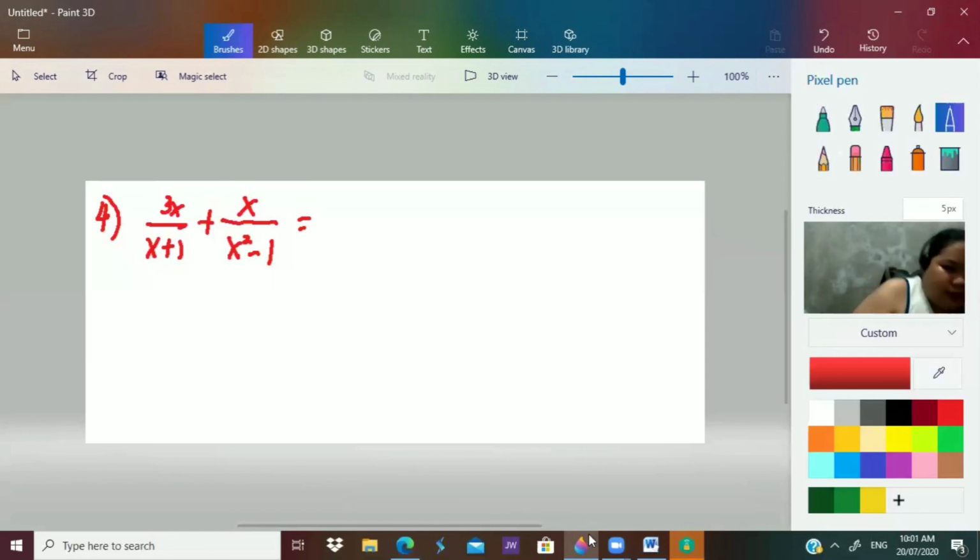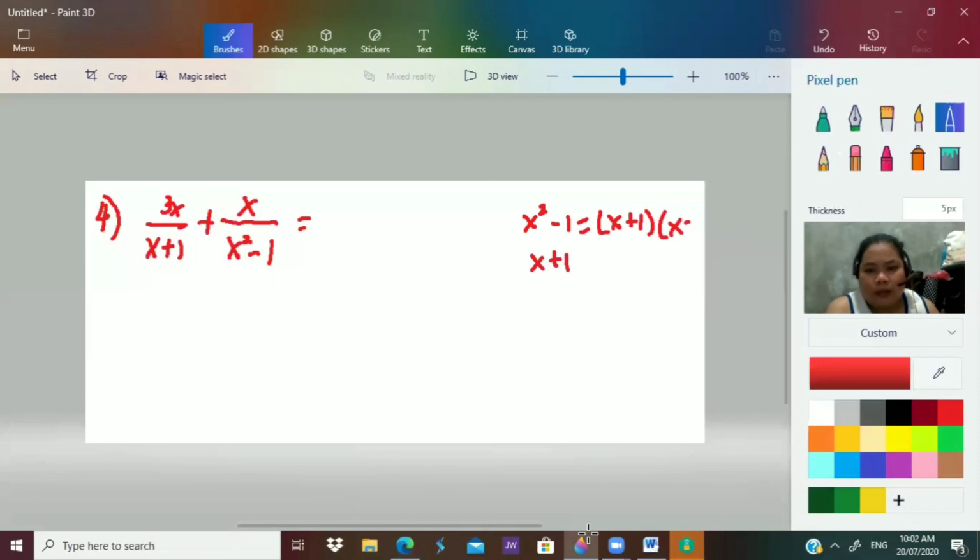Now, meron tayong x+1 at saka x² minus 1. Okay. So, kilalanin muna natin yung mga denominators. Meron tayo ditong x² minus 1. Meron tayo ditong x+1. Kung mapapansin ninyo, si x² minus 1 ay factorable naman. So, you have now x+1 times x minus 1. Tapos, si x+1 is just simply x+1. Okay. So, hang out muna tayo dito.